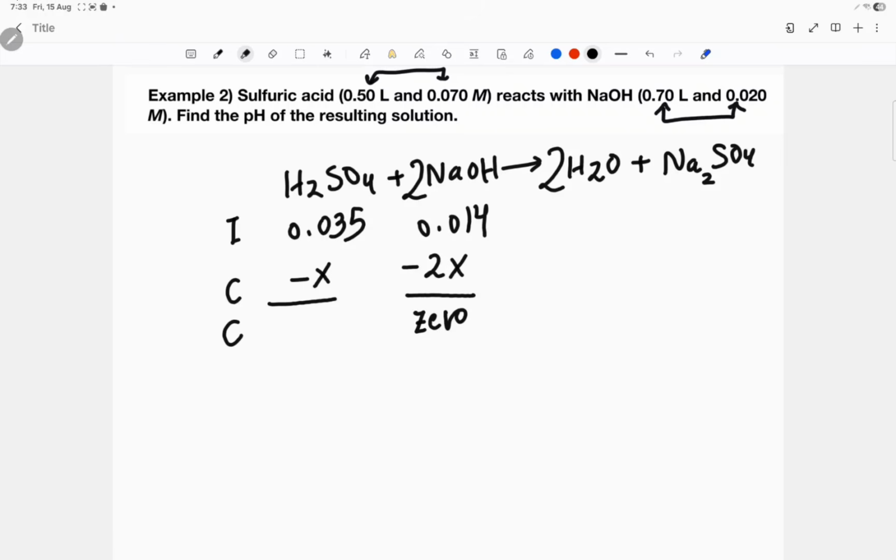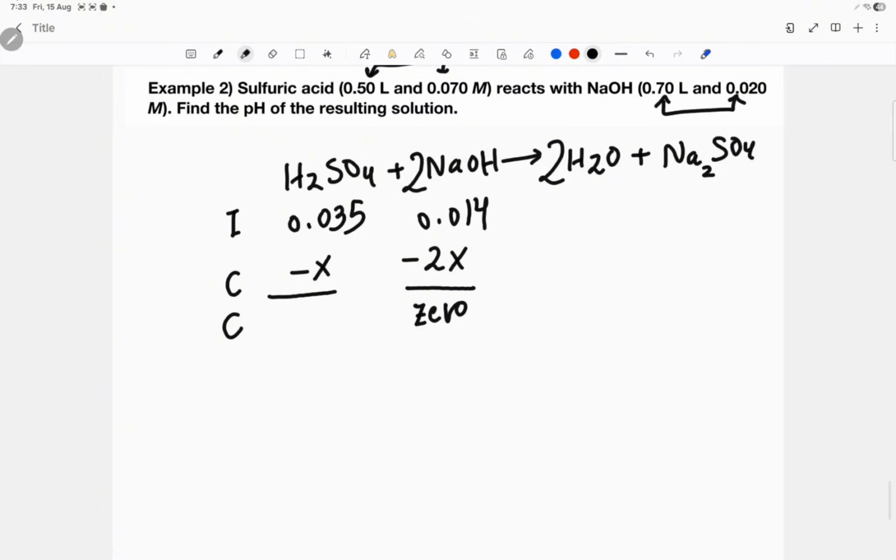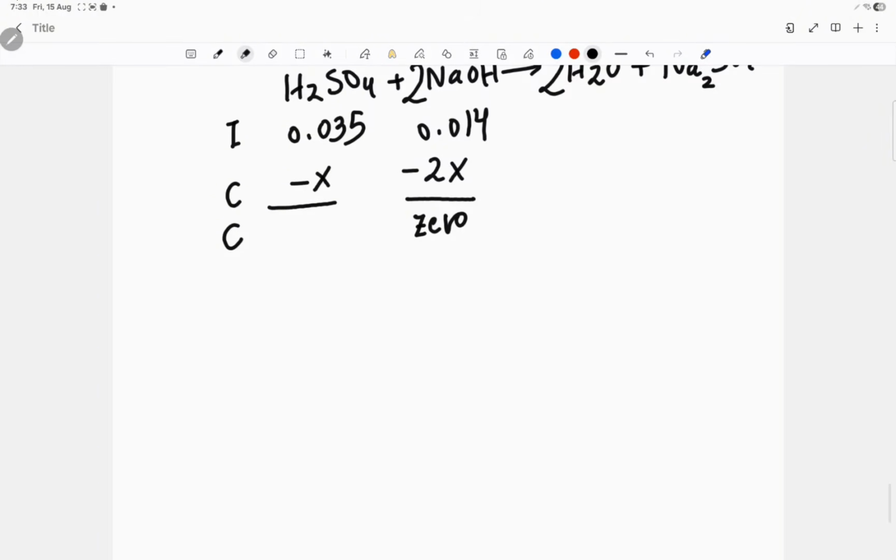Don't tell me it's because it's less, by looking at 0.014. That's not the only reason. I divided it by the coefficient. Perfect. Now, using this, find me the x. 0.007. Okay. Now find me how much 0.035 minus x is. Exactly, 0.028.